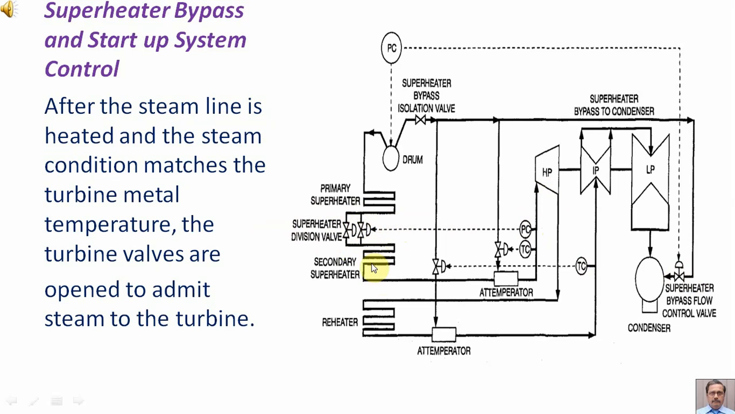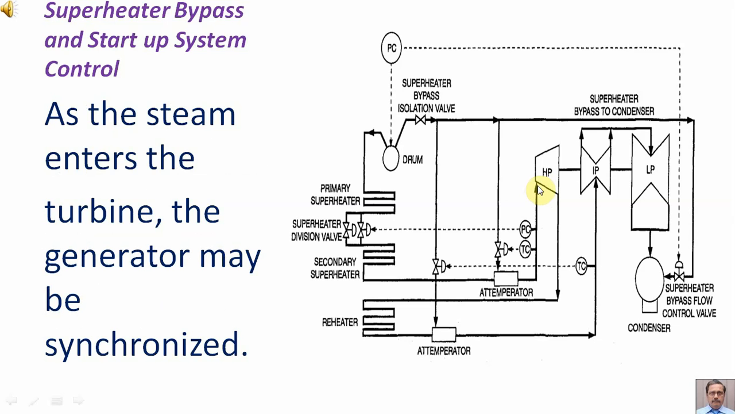After the steam line is heated and the steam condition matches the turbine metal temperature, turbine valves are opened to admit steam to the turbine. As the steam enters the turbine, the generator may be synchronized.